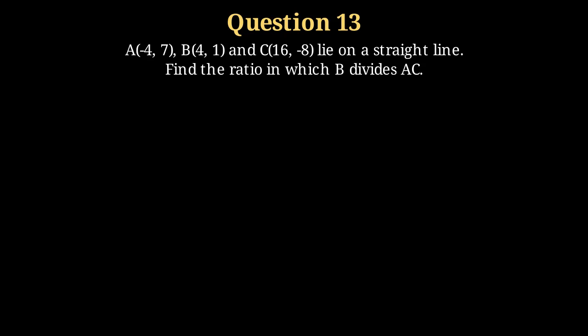We have 3 points, A, B and C, that all lie on one straight line. We need to find the ratio in which B divides the line from A to C. Here's the key idea. Since B lies on the line, the step from A to B is just a fraction of the whole step from A to C. So let's find both of those vectors and compare them.